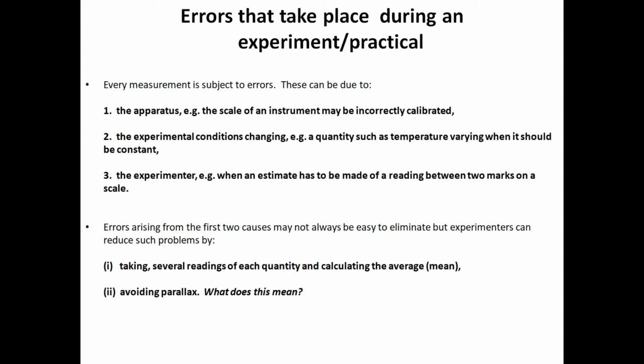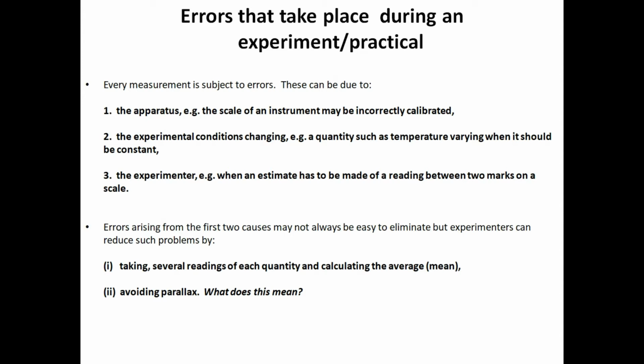But here are three things that are very constant. They're constant variables in the lab. So you're going to read it. Every measurement is subject to errors. These can be due to, one, the apparatus. Example, the scale of an instrument may be incorrectly calibrated. Believe it or not, sometimes instruments are incorrect, and that is the manufacturer's fault, it is not your fault.